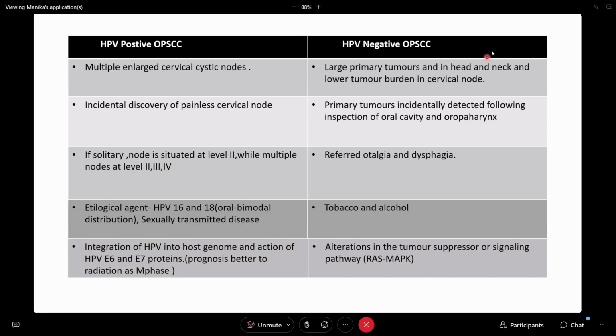So the main thing is about the occult presentation in the base of tongue. Manika, it's a growth on the base of tongue. If you're doing a bimanual palpation, what do you want to see? So basically, you want to see if the hyoid is involved by the primary or not. Your other hand is outside on the neck and you hold the hyoid and try to move the growth and the hyoid. If there is no movement between the growth and hyoid, then there is clinically hyoid involvement, which has implications in choosing the treatment for this patient.